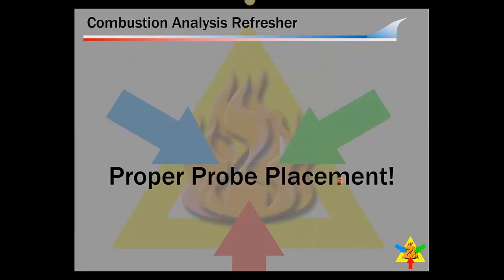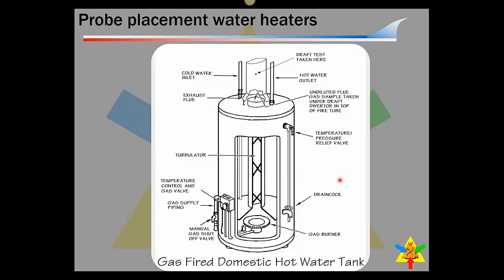So one of the things we saw in our monitoring was guys not understanding proper probe placement. And that's critical when you're doing combustion analysis. You have to take the samples in the correct spot, otherwise you're going to get incorrect readings. And the correct spot is always in undiluted flue gases. So what the hell do we mean by undiluted flue gases? Well, let's start with water heaters, because in our monitoring, this is one of the appliances where we saw there was a problem with guys doing combustion analysis.